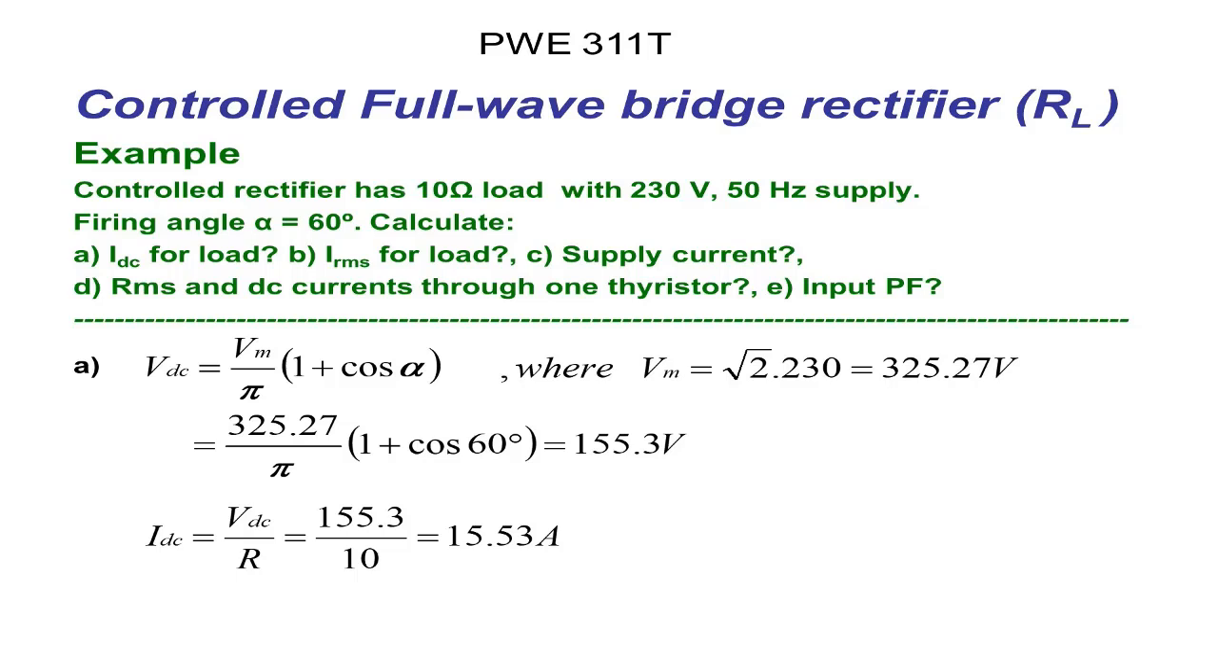So just do the same thing. Remember that VDC we have derived it to be Vm over pi into 1 plus cos alpha. So just substitute where your Vm is root 2 times 230, which is 325.27. So you get 325.27 over pi into 1 plus cos 60, because our firing angle alpha is 60. If you substitute, you get 155.3. The rest, to calculate IDC, is VDC over R, which is 155.3 over 10.